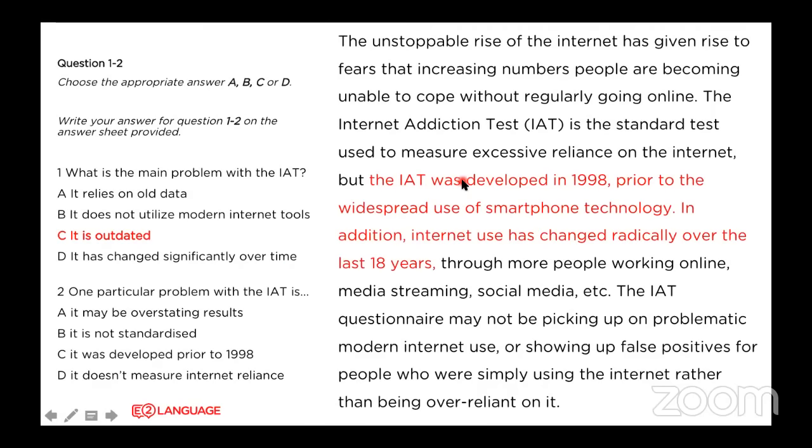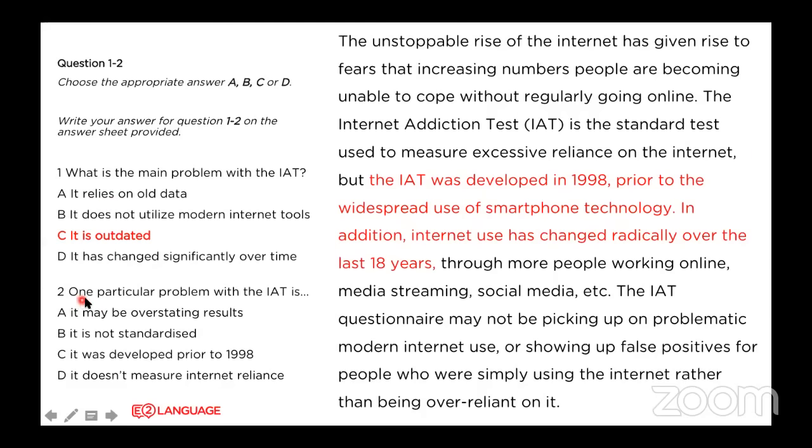And if you look at this particular sentence, it says the IAT was developed in 1998 prior to the widespread use of smartphone technology. In addition, internet use has changed radically over the last 18 years. So one, C is correct. A, B, and D are not right. It just simply doesn't say that.